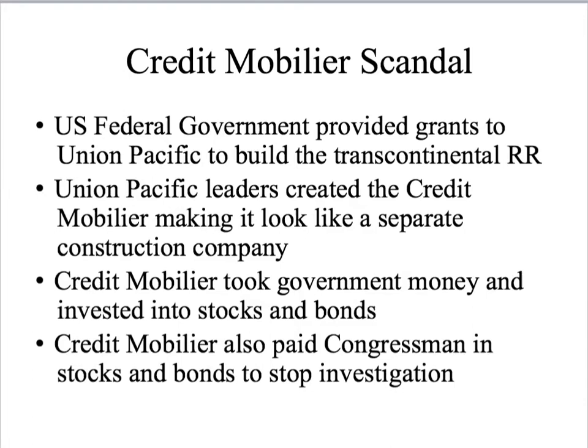In order to hide all of this, the Credit Mobilier would pay congressmen in stocks and bonds to stop any investigation. This meant that the Union Pacific was basically making profits off of the American people through the American government, through the grants given to them in order to build the railroad.